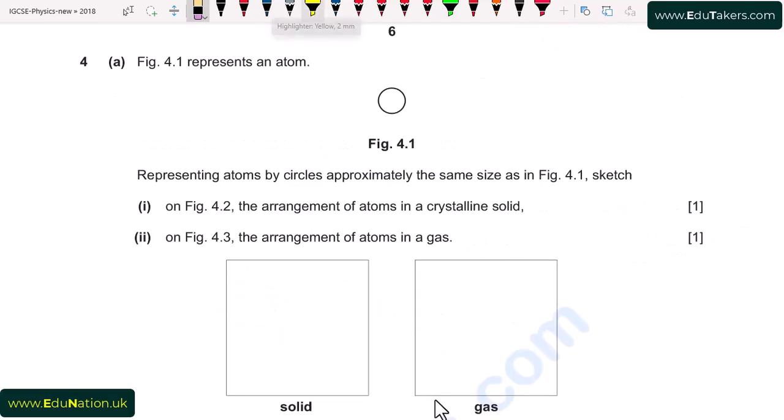Question number 4, part A. Figure 4.1 represents an atom. There is a figure 4.1 and there is a single atom. Representing atoms by circles approximately the same size as in figure 4.1, sketch on figure 4.2 the arrangement of atoms in a crystalline solid. So here we have to sketch the arrangement of atoms in a solid.